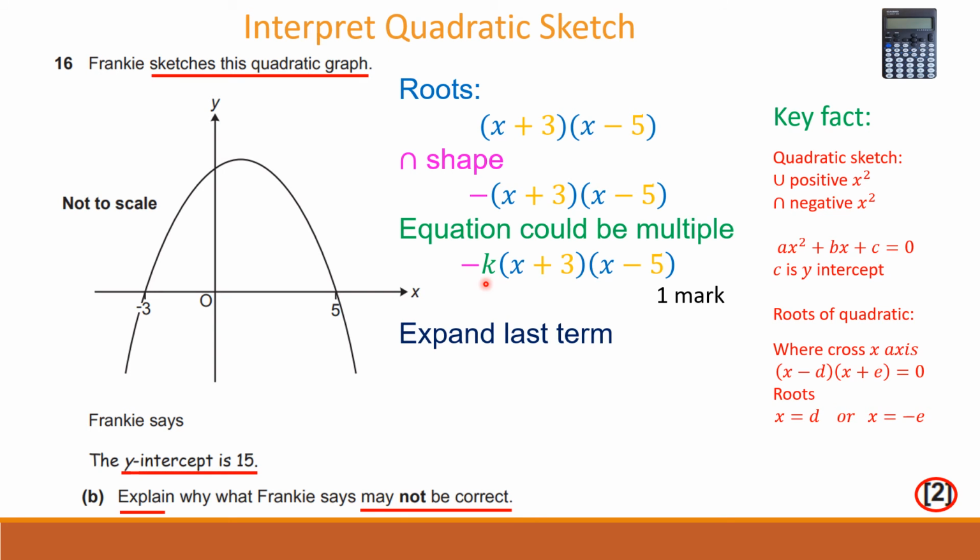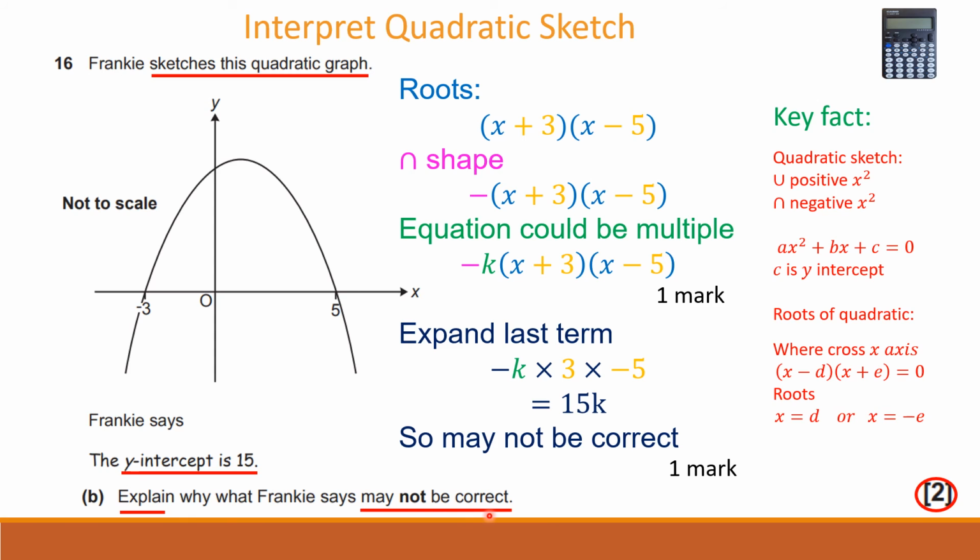Now the last term of this expression is -k times the 3 times the -5. So looking at multiplying these last terms together, 3 times -5 is -15, times the -k is going to give us a positive 15k. Now that means 15 times any number. So we're not going to have k as being 1 because that's what we had last time. If I pick k to be 2, 15 times 2 is 30, which means this point here is now 30, not 15. So this is why we may not be correct. It could be any value. I could have picked 3, 4, any different value.